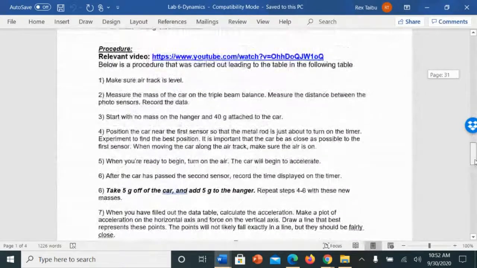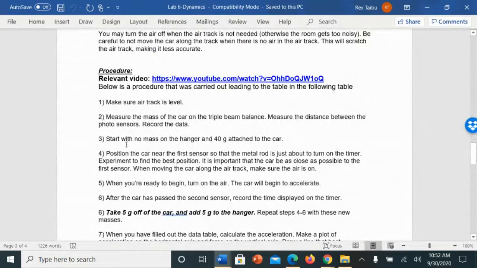So here's the procedure. When you are writing this, do not copy it. Try to write in passive voice. Like here, you say, effort was made to make sure that the air track was leveled. Or you can just say the air track was leveled.